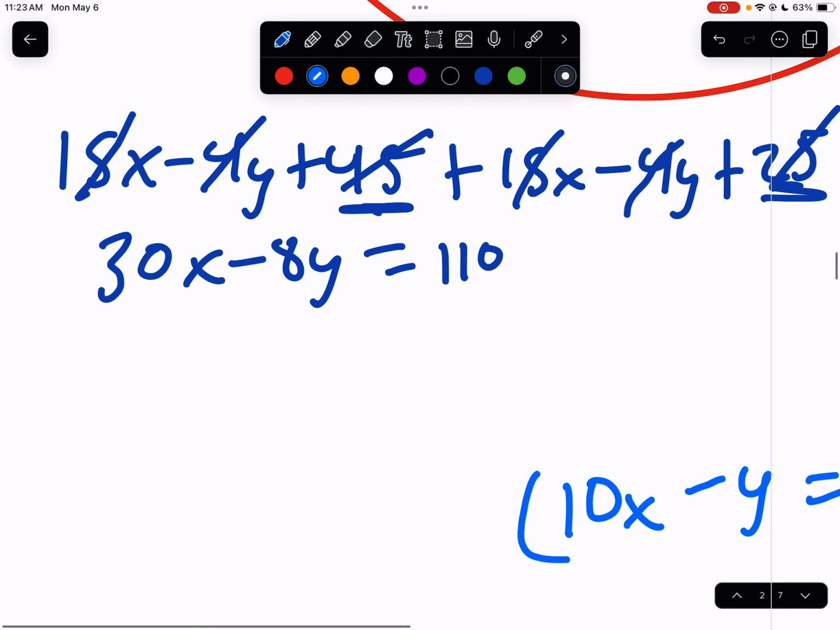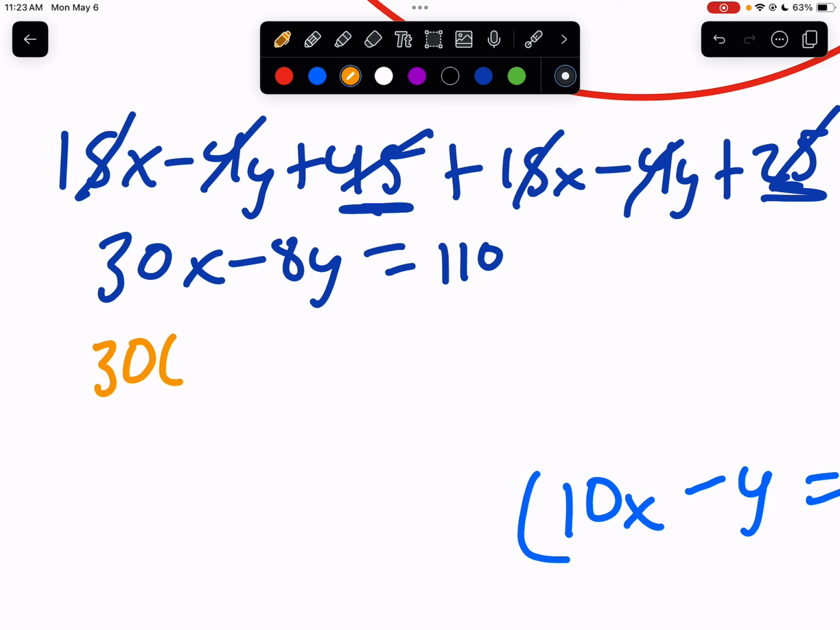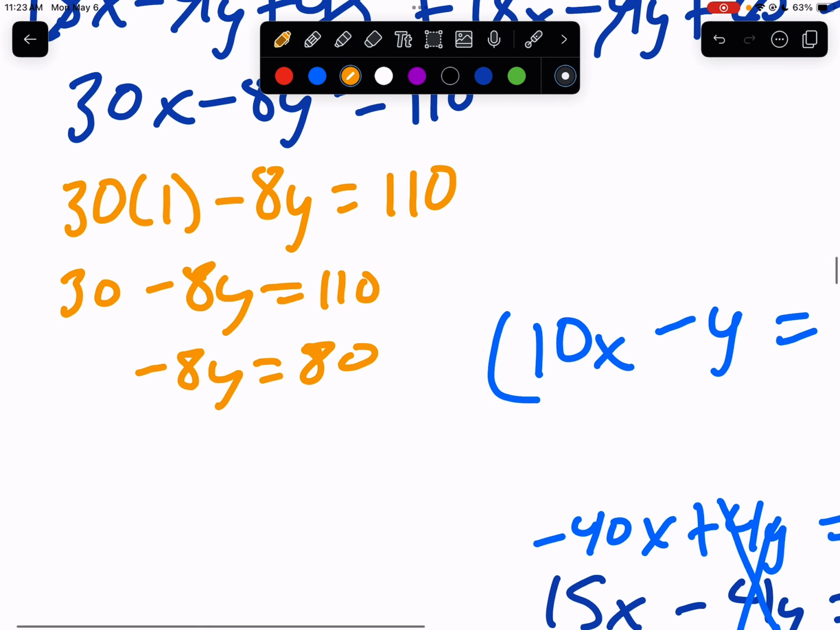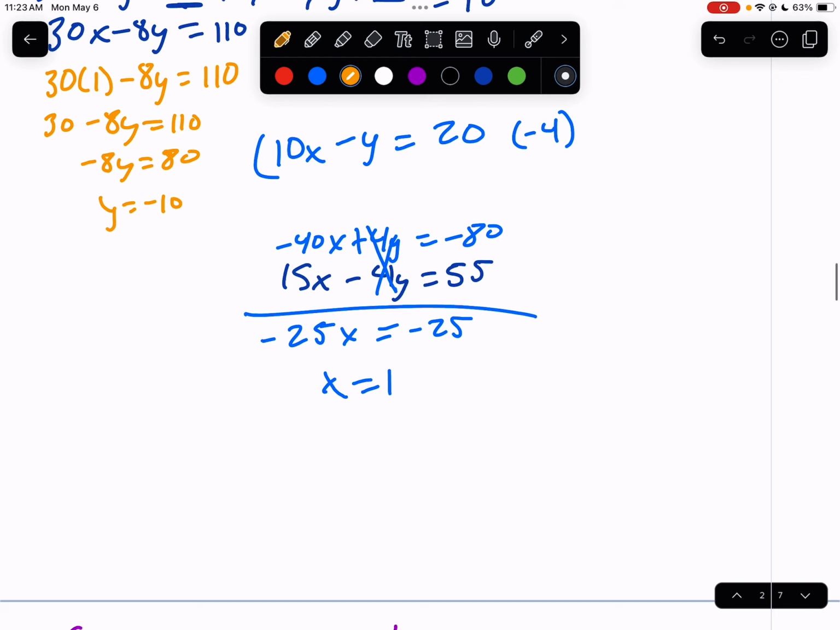I'll plug it in right here. This looks fun. So if I plug in a +1, this would be 30 times 1 minus 8y equals 110. So that's just 30 minus 8y equals 110. So -8y equals 80. So y equals -10.